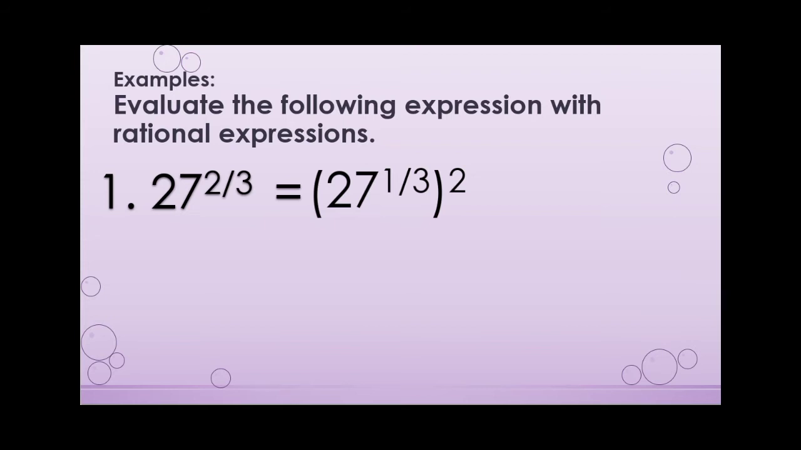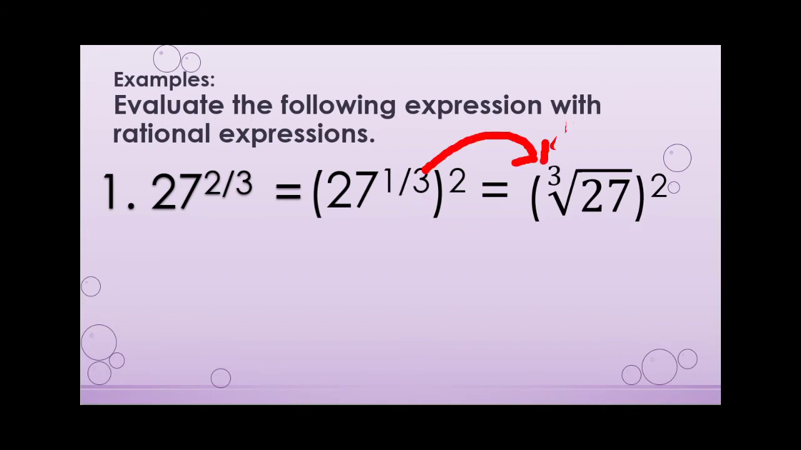So, yung 3 will be the index of the radical, and then 27 is the radicand, then 2 is the exponent of the radical. So, what is the cube root of 27? We have 3. Then, square natin yan. And the square of 3 now is 9. Naintindihan ba?